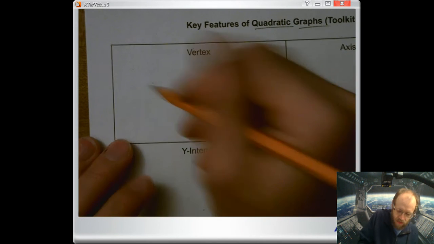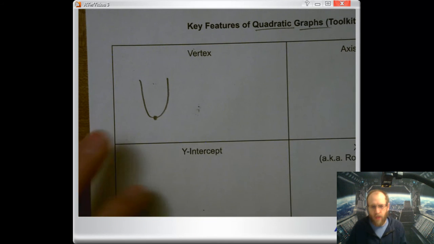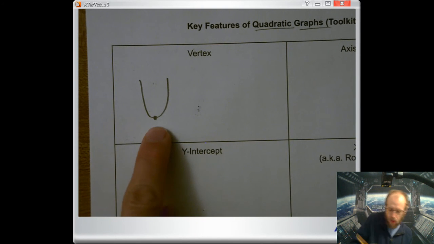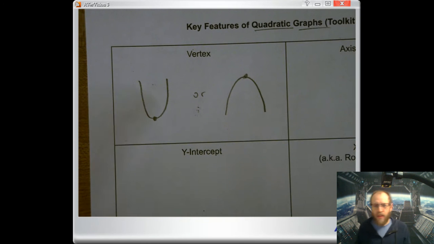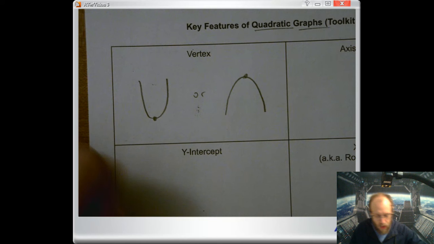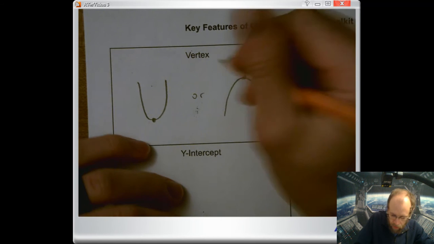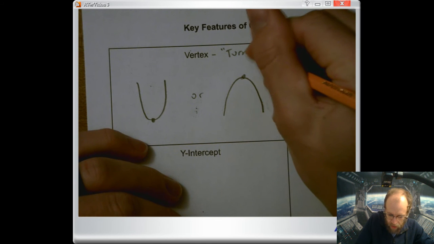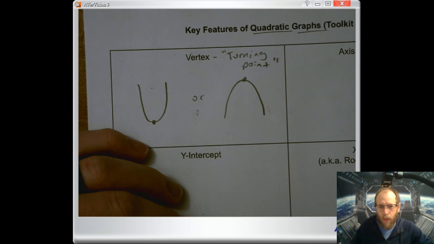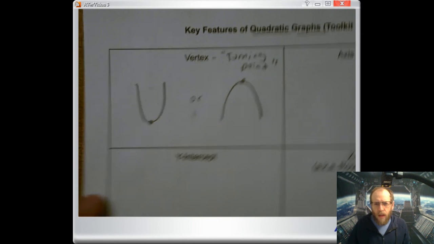So the vertex is this point either at the bottom or, depending on what your parabola looks like, at the top of the parabola. So it's either like the bottom of the valley or the top of the hill. So another word for it is the turning point. That's where your parabola changes directions. Turning point is what that says. Okay, so that's the vertex.